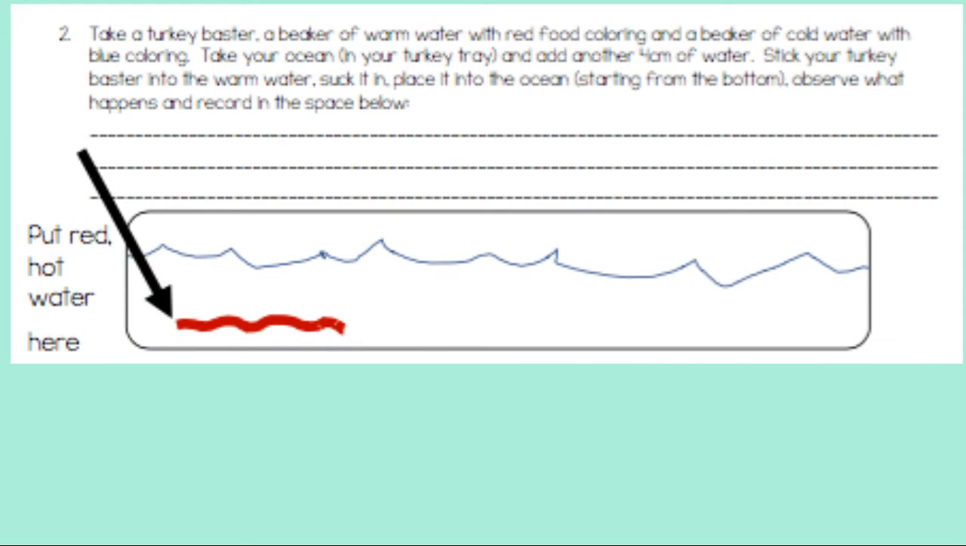So now it says, take a turkey baster and a beaker of warm water with red food coloring and a beaker of cold water with blue food coloring. Take your ocean in your turkey tray and add another 4 centimeters of water. Stick your turkey baster in the warm water, and place it into the ocean starting from the bottom. Observe what happens in the space below.